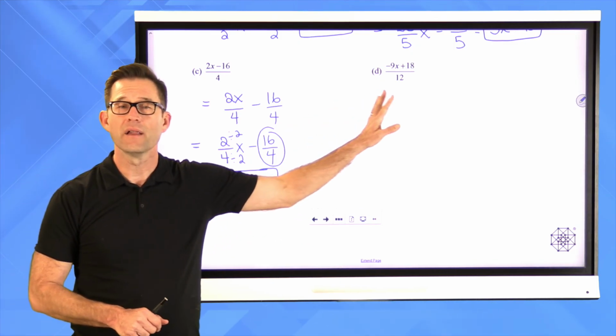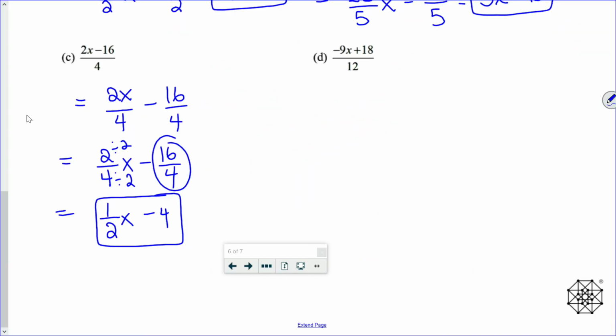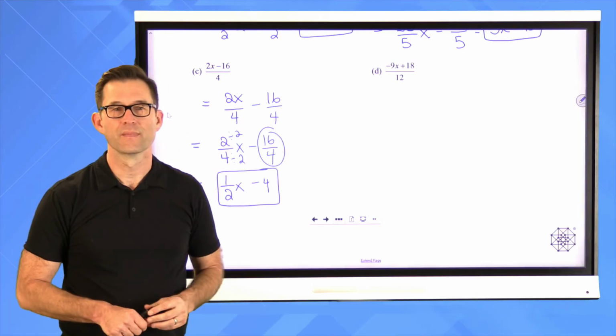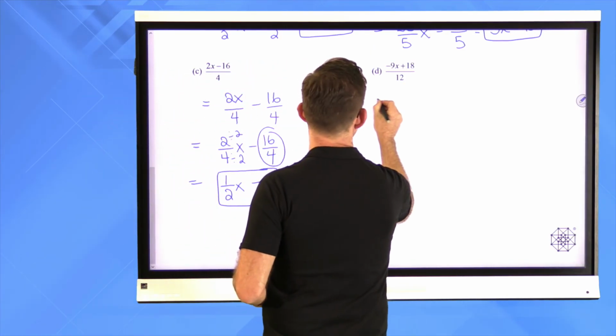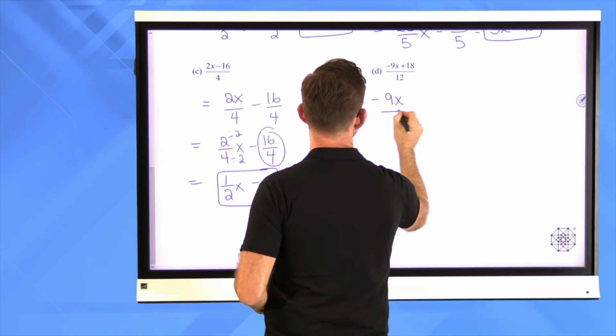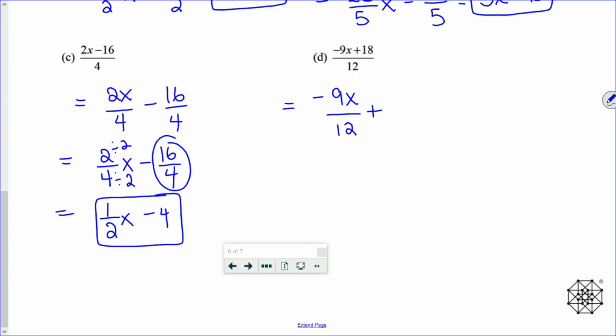Letter D, a little more challenging. Pause the video now and see if you can work through letter D. All right, let's do it. Letter D, right? We get negative 9x divided by 12. We're not going to worry about that negative right now. 18 divided by 12. Again, kind of just breaking it down. Negative 9/12 x plus 18/12.